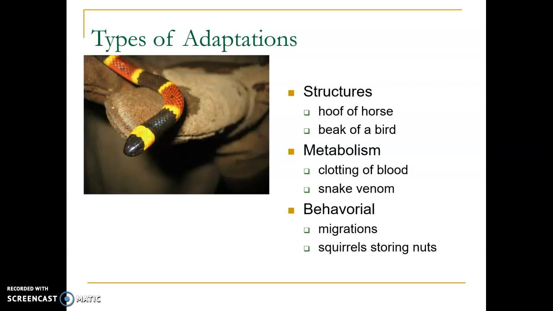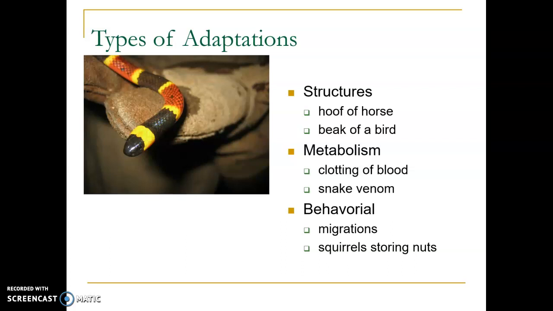The second classification is metabolic, and I would think of that as chemicals an organism can make. So we need to make different chemicals so that our blood clots. Snakes can make a certain chemical that's poisonous, and they can put that in their venom. Some of us can make enough lactase to digest the lactose in milk. Some of us do not. So there are many, many examples of chemicals within organisms that would fit as metabolic adaptations.